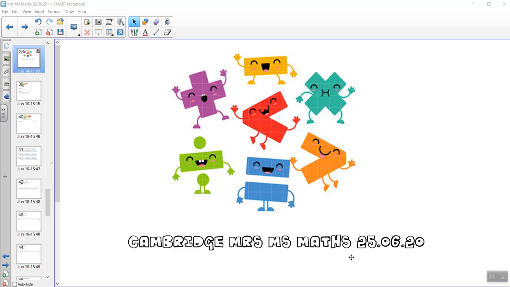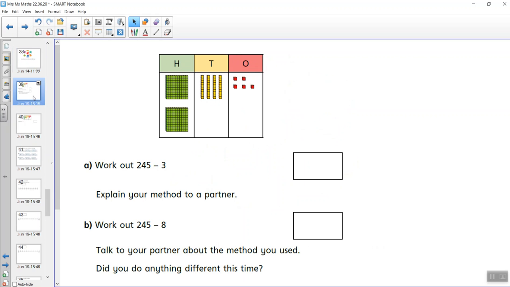Today we're going to be looking at subtraction, where we might need to exchange a 10 for some ones to help us with our subtraction. Let's look at this example.